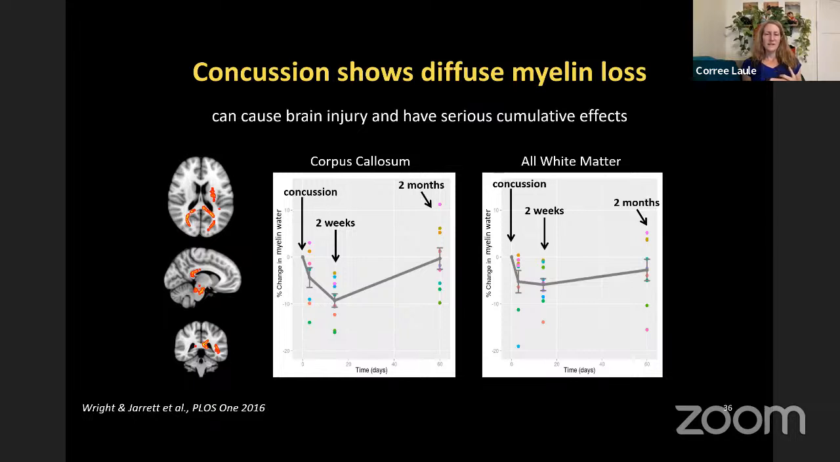What they found is that at 2 weeks, there were reductions in the amount of myelin in their corpus callosum and also throughout all of their white matter. But even at 2 months, there were some individuals that still showed changes in their brain in terms of some of these quantitative metrics relative to baseline. So this could have important consequences in deciding when players are okay to return to their sport, because I think there's very good evidence now that these small repetitive brain injuries can have very serious long-term cumulative effects.